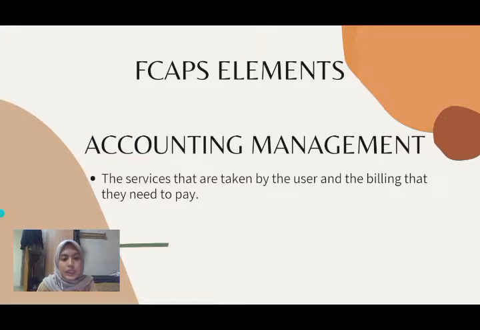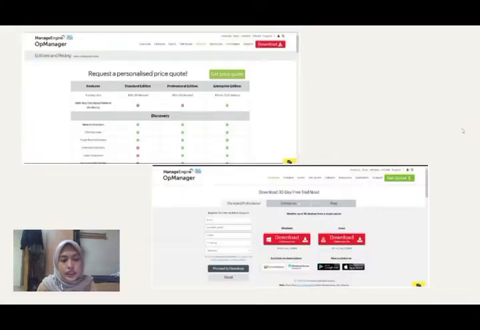Next element is accounting management, which is the services that are taken by the user and the billing that they need to pay. As you can see in this figure, Op Manager provides 3 editions for the user to purchase the software before downloading, which are the Standard Edition, Professional Edition, as well as the Enterprise Edition. It provides a 30 days free trial if the user downloads the paid edition, and no payment method is required when a user downloads within a trial period.